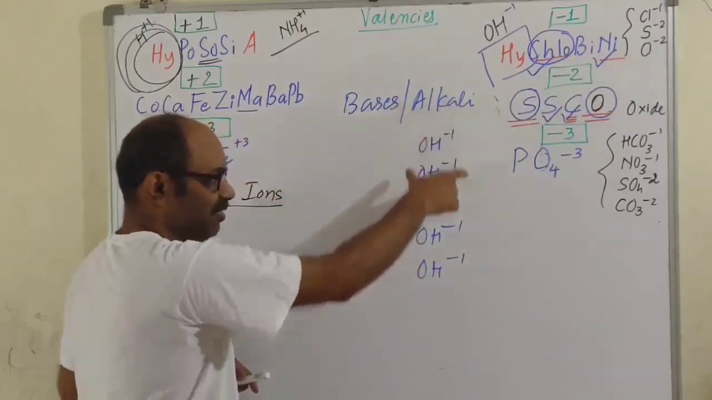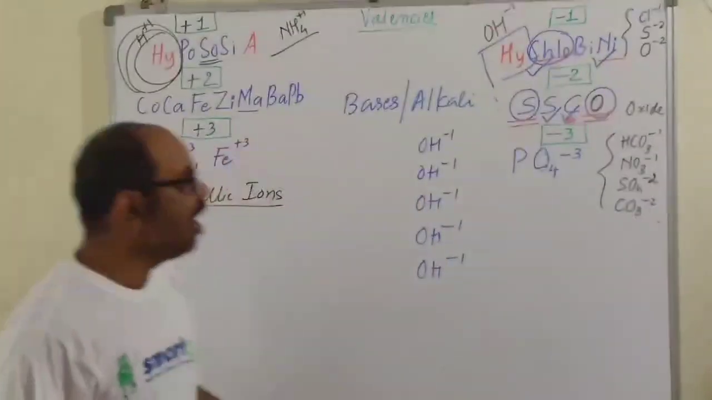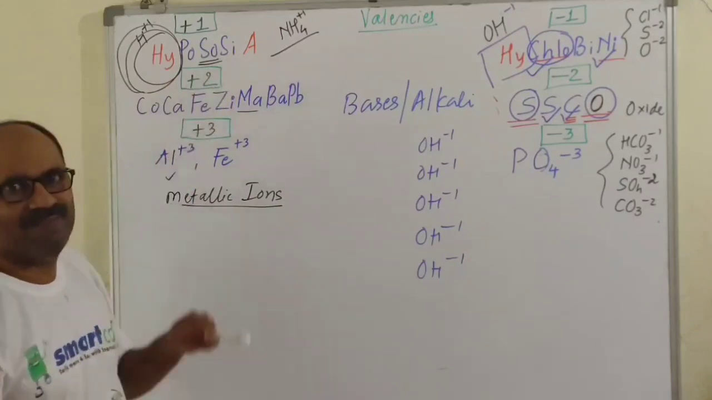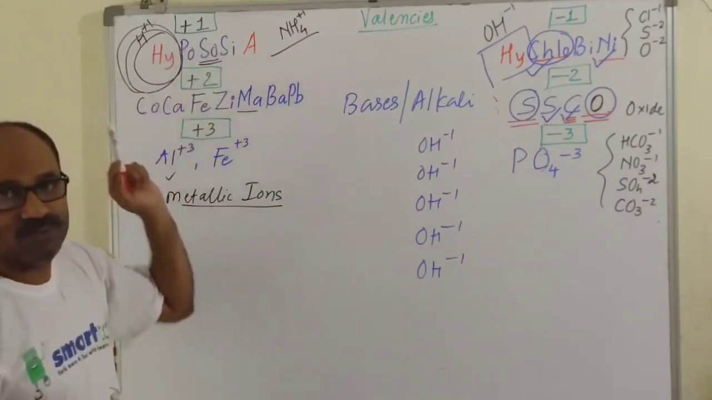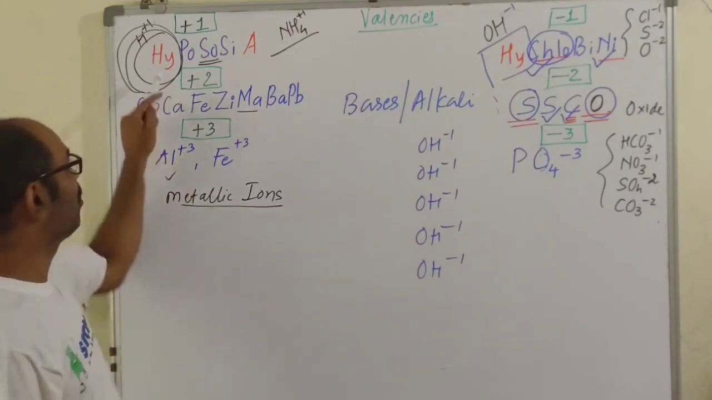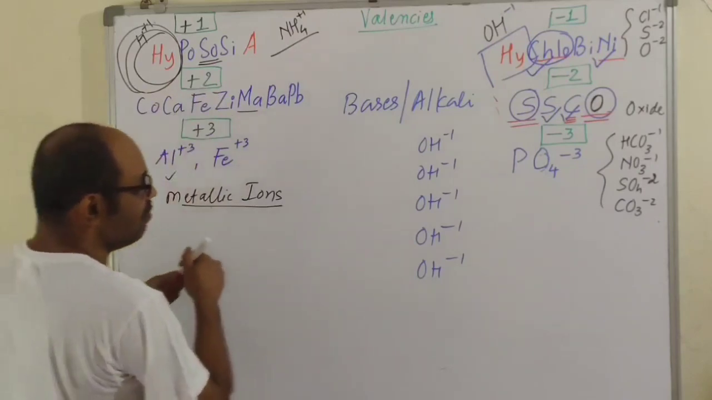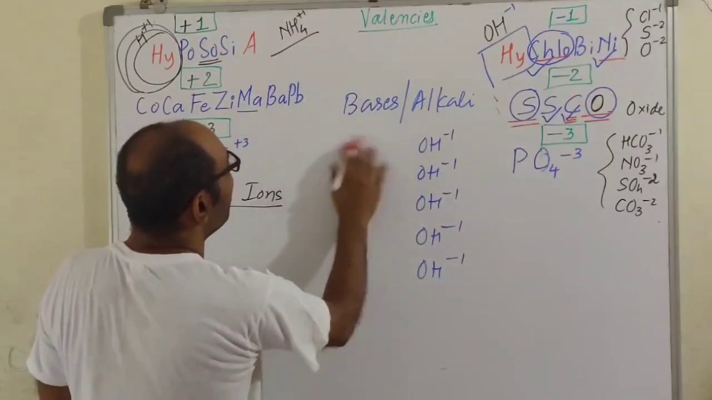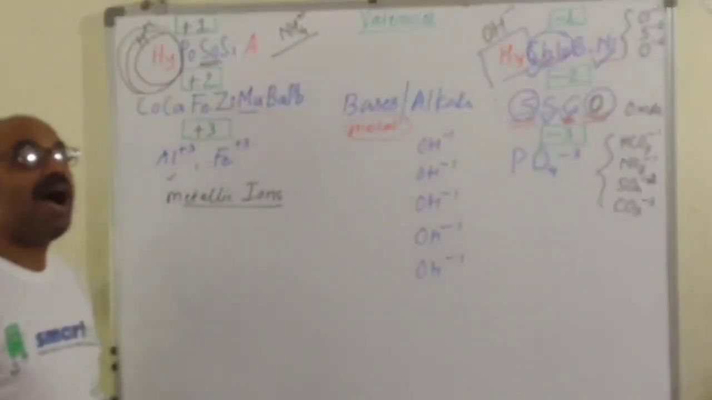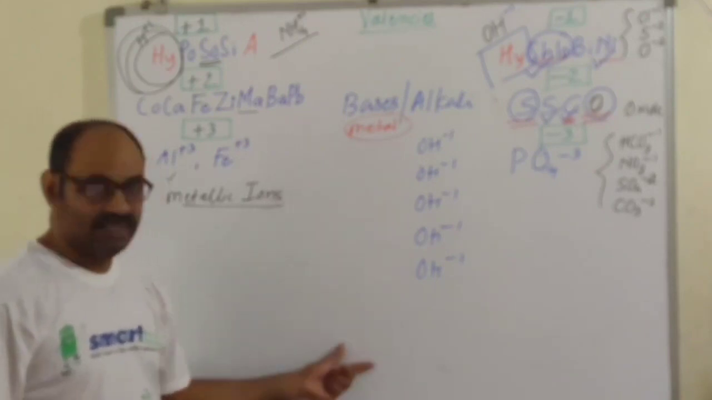Now the question is, which positive ion will come in front of this? Anything, anyone, even hydrogen and ammonium. But we will avoid this too. We will take only metals, because hydrogen and ammonium are not metals. So any metal you can take here. Any metal, because the atoms of metals convert into positively charged ions. So these are all positive.